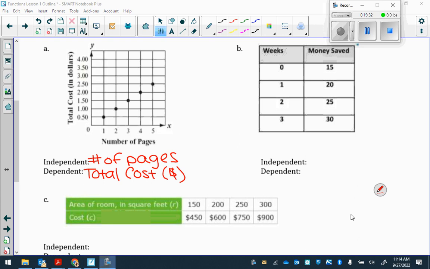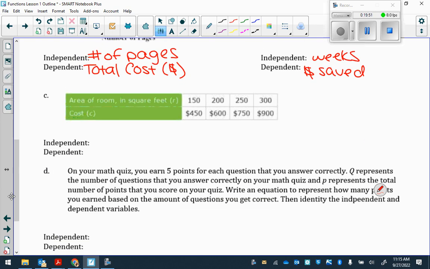For B, what would be my independent variable? Julia? Weeks. Good. What is my dependent variable? Money saved. Good. Excellent. Now let's look at C. What is my independent variable? Good. The room. What is my dependent? Oh, cost. Good. Cost. Excellent.